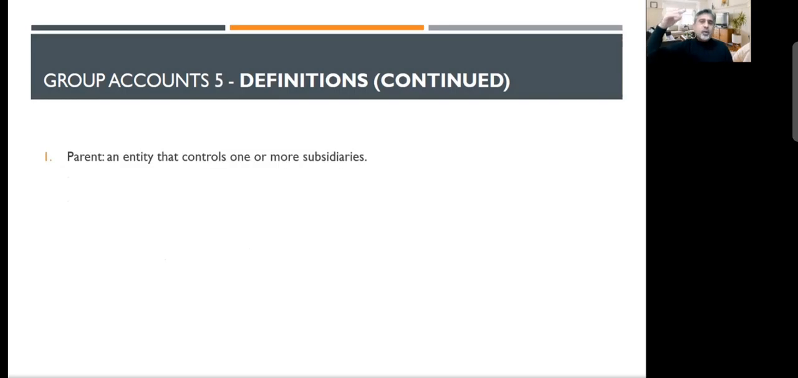Parent, the top one. Parent is many times called a holding company, a parent, a conglomerate. These are the different words which we use. So parent is the ultimate owner. Parent, an entity that controls one or more subsidiaries. Group is a parent and all its subsidiaries all together.